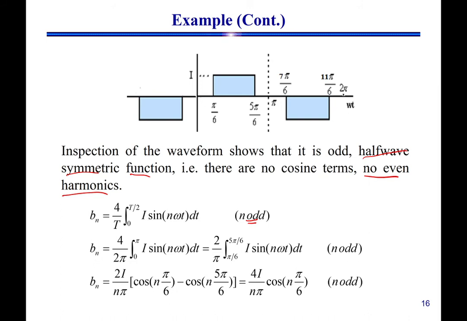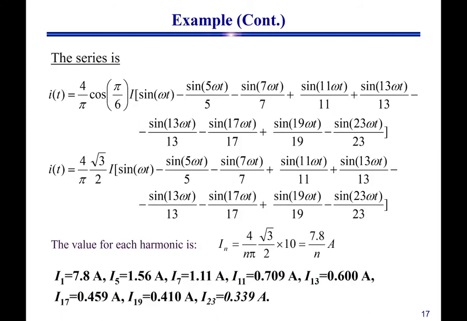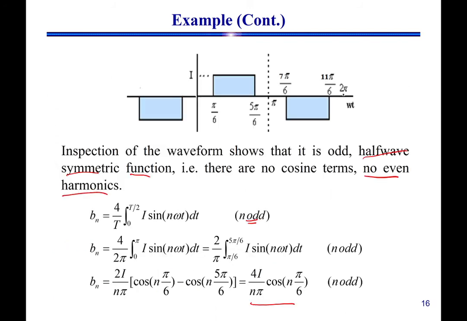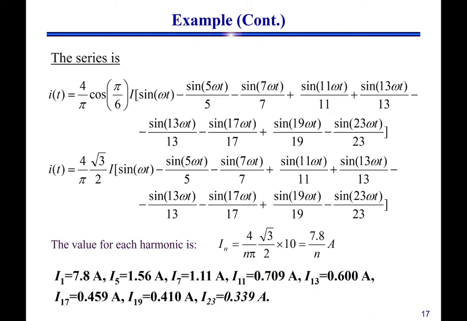Once we take the integration, this will be the final result. So Bn will be equal to 4I over n pi times cosine of n pi over 6. At n equal to 1, we have this value. At n equal to 2, of course, the even harmonic will be 0, as we said. It seems that the triplen harmonic will be 0 as well.